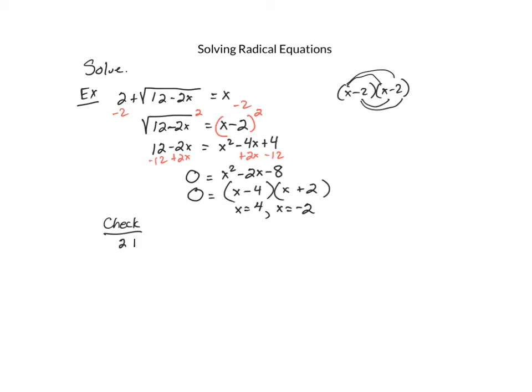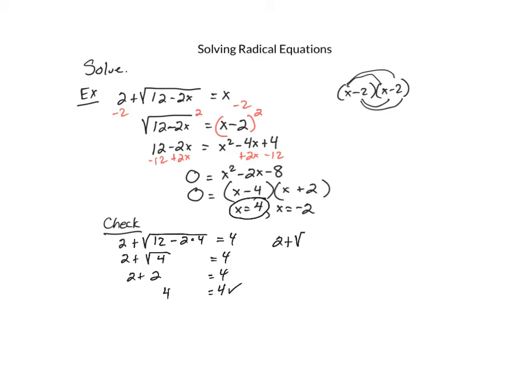So we have 2 plus the square root of 12 minus 2 times 4 equals 4. Simplify the radicand and we'll have 12 minus 8, that's 4. So we have 2 plus 2 on the left and a 4 on the right. That gives us 4 equals 4, and 4 is a solution. Let me circle that just to be clear. 4 is a solution.